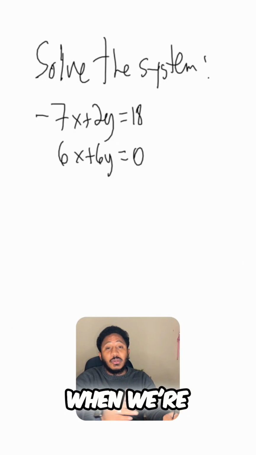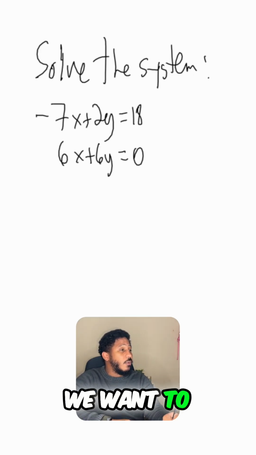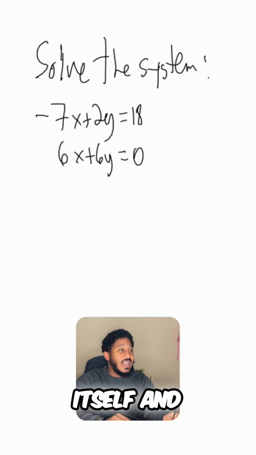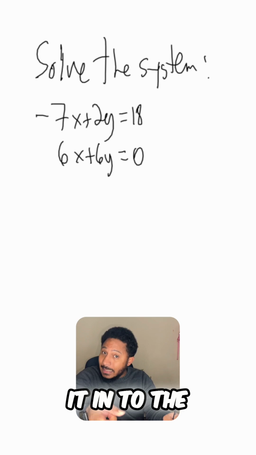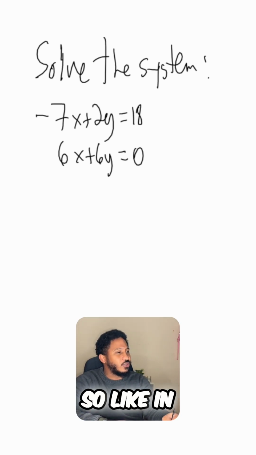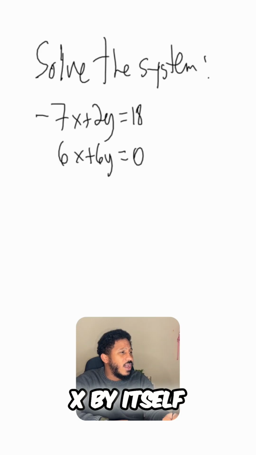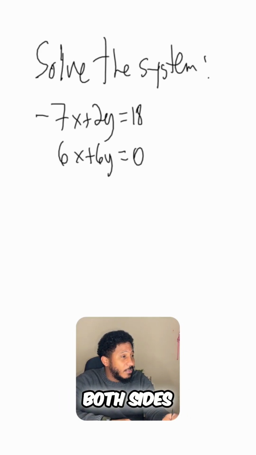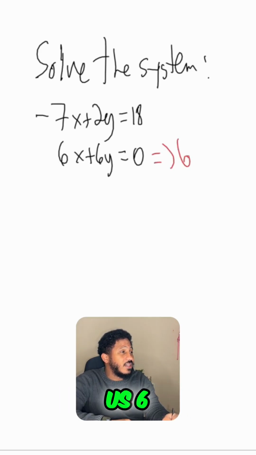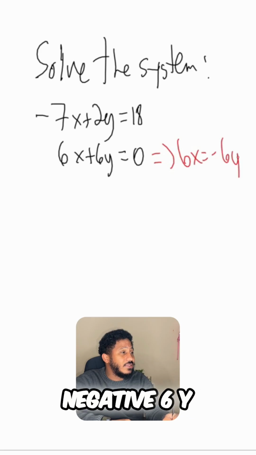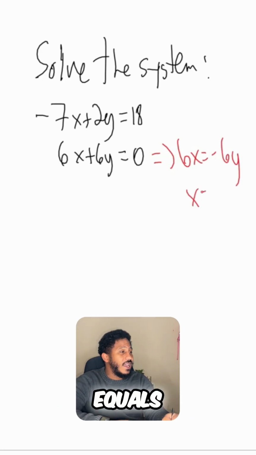So like here, when we're trying to use substitution, we want to get one variable on one side by itself and then substitute or plug it in to the other equation. Okay, so like here in this bottom equation, let's try to get x by itself, right? So to do that, we would say subtract 6y from both sides. That gives us 6x equals negative 6y. Dividing by 6, we get x equals negative y.